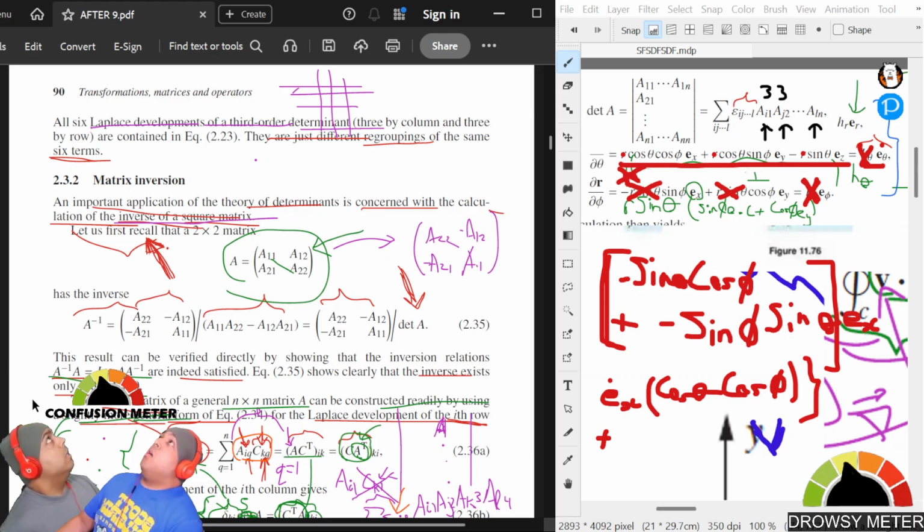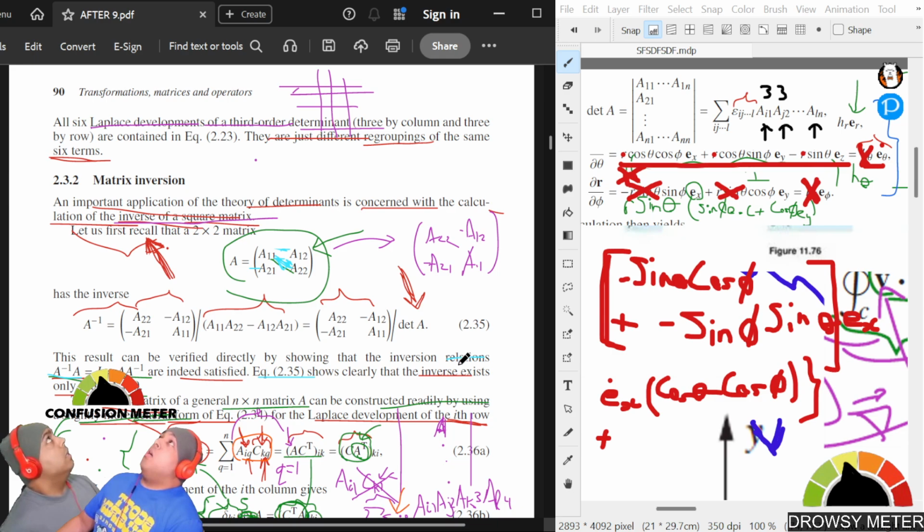Let me get another color. We switch around these two guys, and then you make these guys negative, and that's it. Switch these guys around. Make these negative. This result can be verified directly by showing that the inversion relations AA^-1 = A^-1A = I are satisfied.